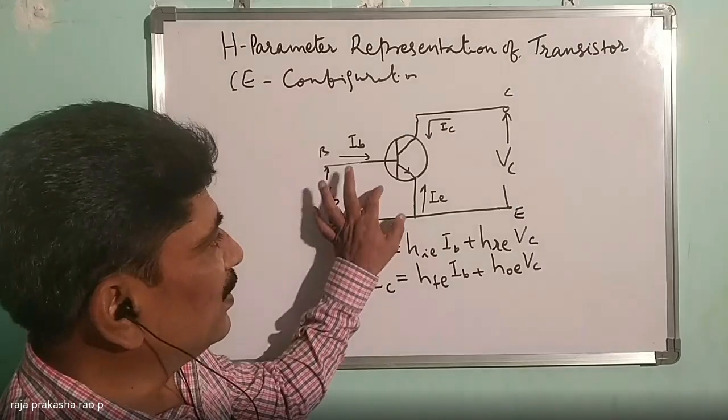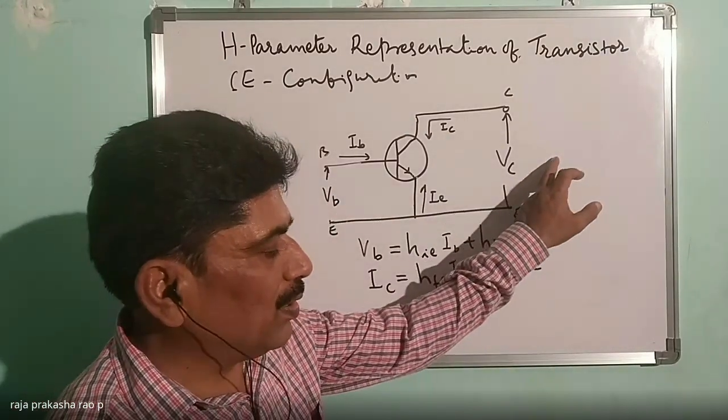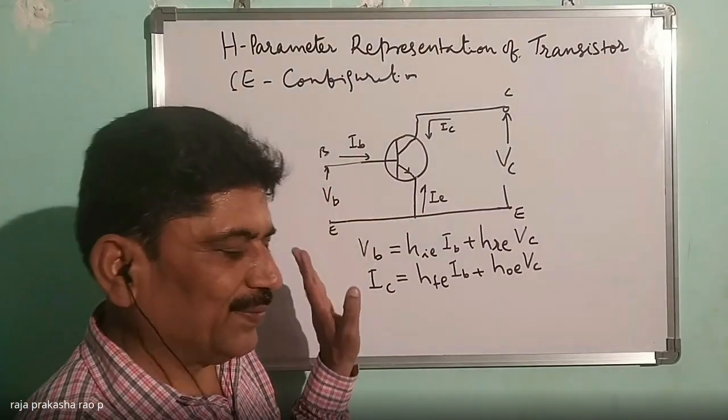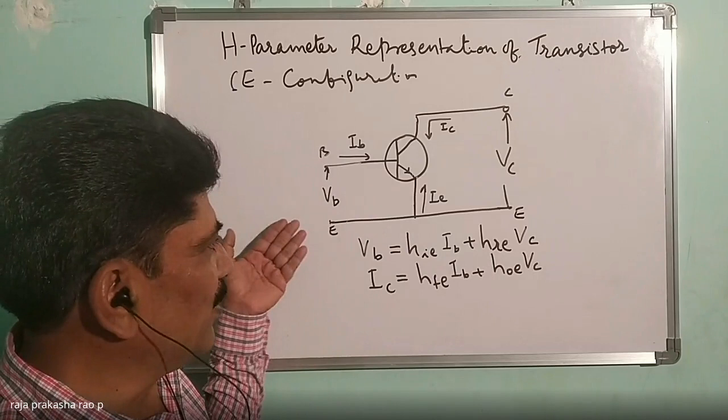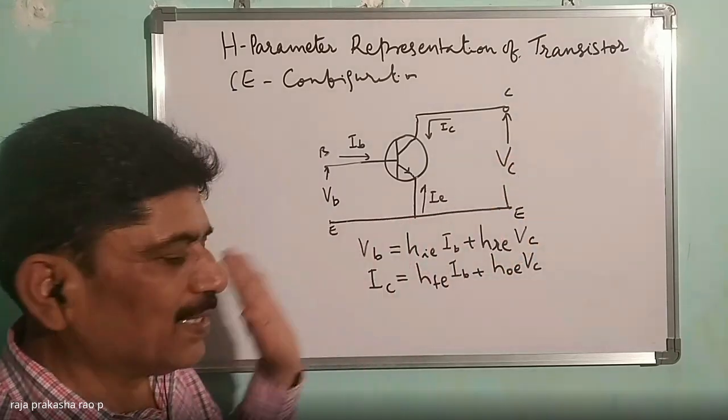This circuit, if it is properly biased and connected to a load and a source, acts as an amplifier. If you give some signal as input, only that will be amplified here. There is no signal here.